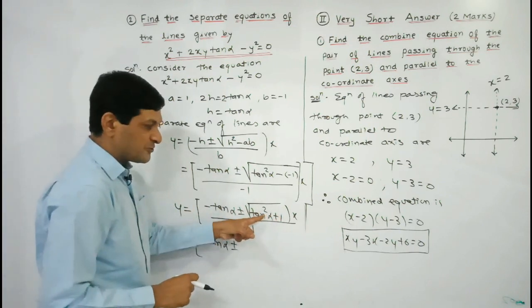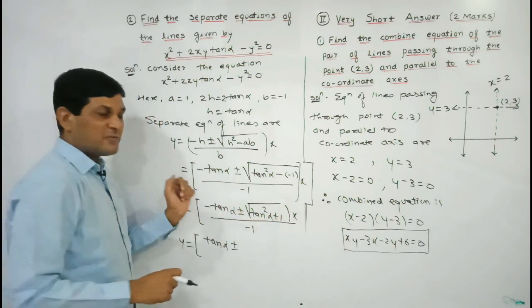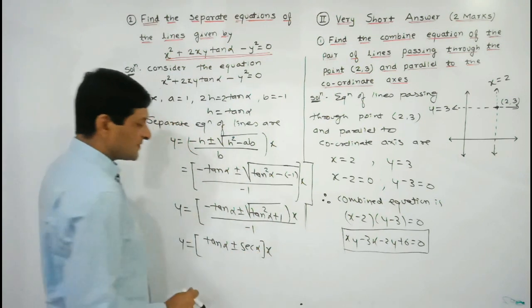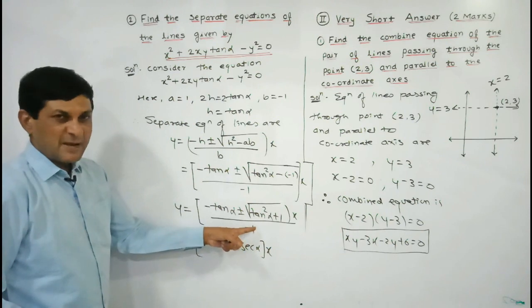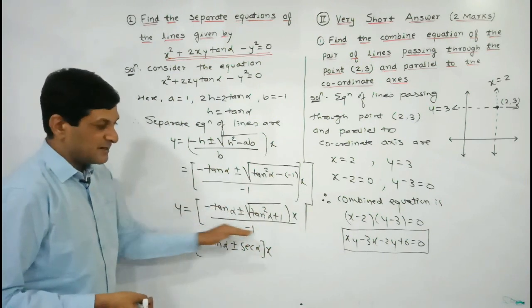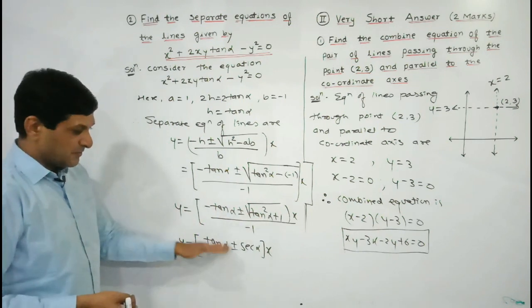And 1 plus tan square alpha is sec square alpha. Sec square alpha outside the root will become sec alpha into x, keep it as it is. In the denominator, if I am multiplying by minus, minus into minus 1 will become plus 1. We are just multiplying numerator and denominator by minus, so we get this result.